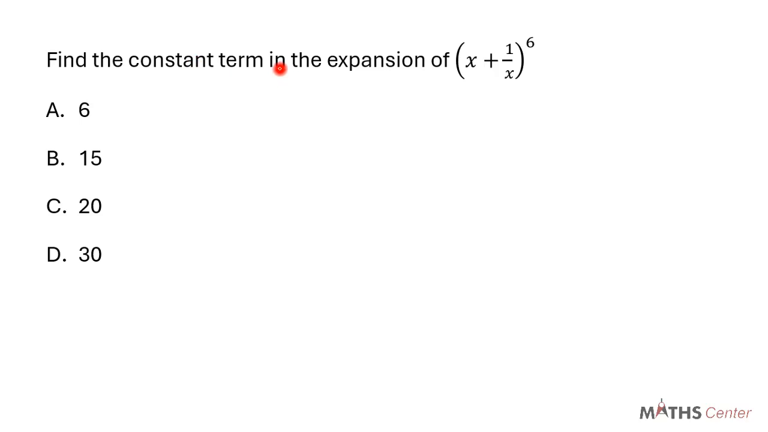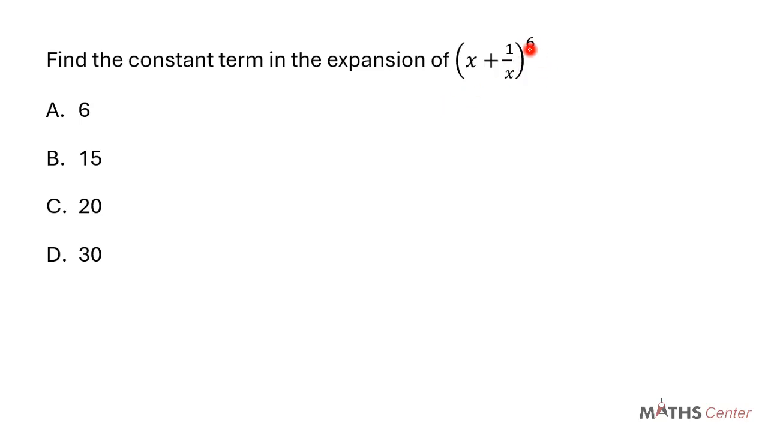Find the constant term in the expansion of (x + 1/x)^6. This is a multiple choice question, and so we will solve the question, and after that we will pick the correct option. This question is very interesting. It's quite different from the questions that we have solved previously. We are going to find the constant term in the expansion of (x + 1/x)^6.